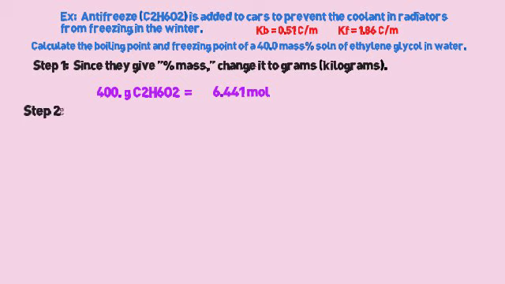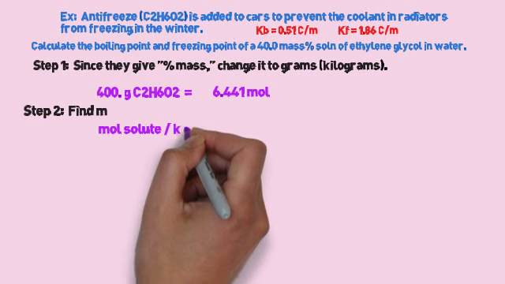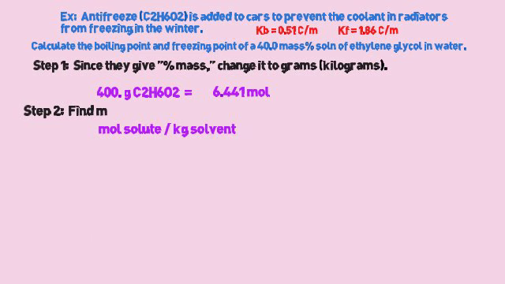For step 2, now we're going to find molality. You can pause at any time. All right, molality is moles of solute divided by kilograms solvent. We have the moles of the solute, and we can infer that 600 grams was water, so 0.600 kilograms must be water. So we can do the math, plug and chug, and the answer is 10.74 molality. That's moles solute per kilograms solvent.